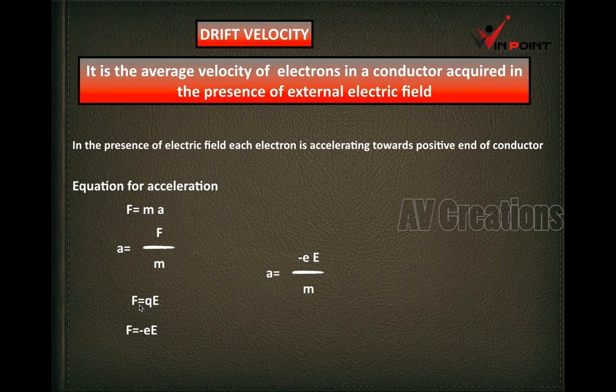If the charge is Q and the electric field is E, what is the equation for force? F equal to QE. Here Q is equal to minus e because we are considering an electron. So F is equal to minus eE. We are substituting this value in this equation, so a will be equal to minus eE by m. It is the equation for acceleration of an electron in the presence of an external electric field.